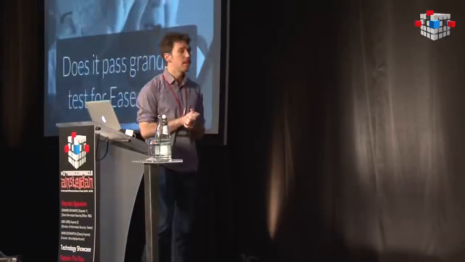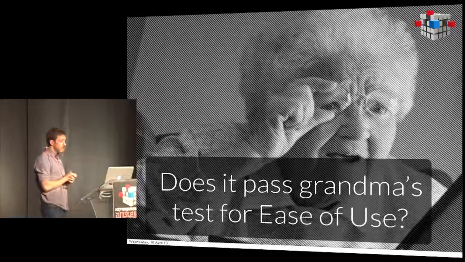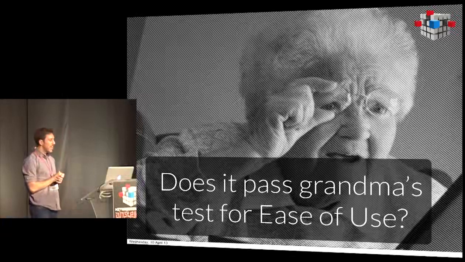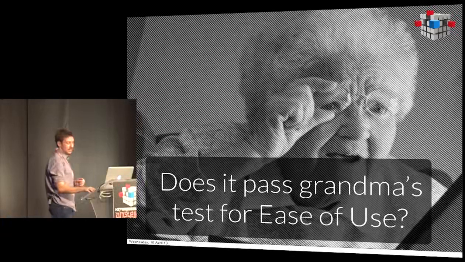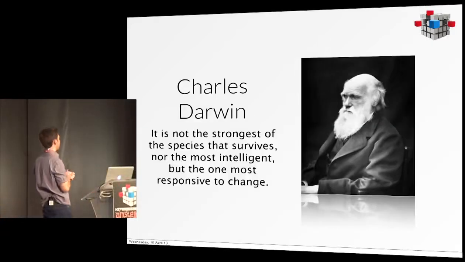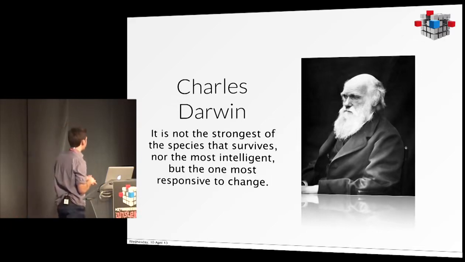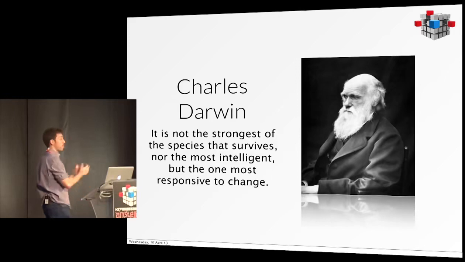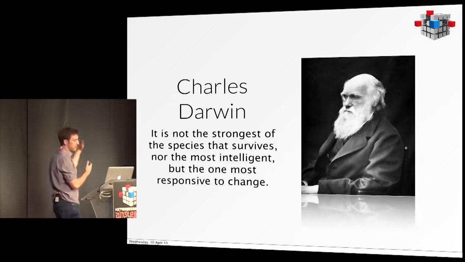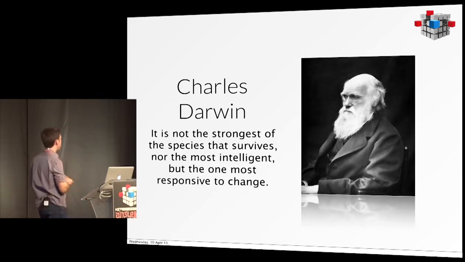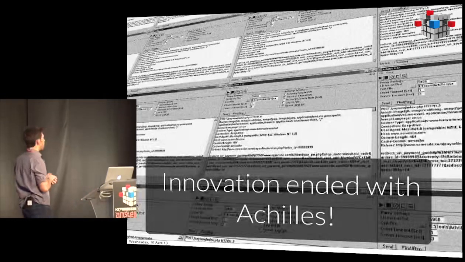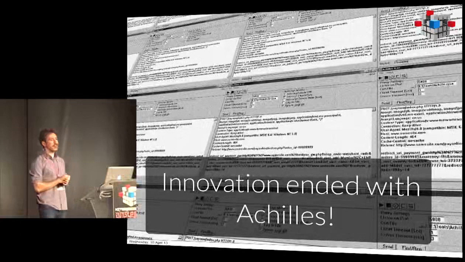Proxies generally don't pass the grandma test for ease of use. That's my opinion. And as this next slide says, from Charles Darwin, is a quote that it's not the strongest species, or the most intelligent, that will survive, but the one that is most responsive to change. Generally speaking, proxies are stuck in the age when Achilles was popular.